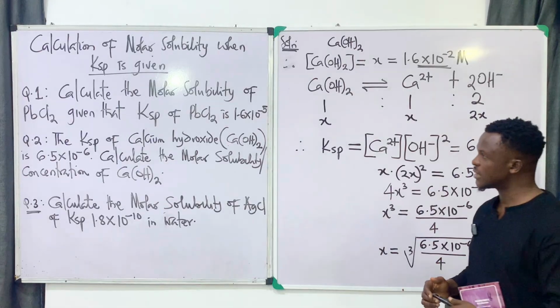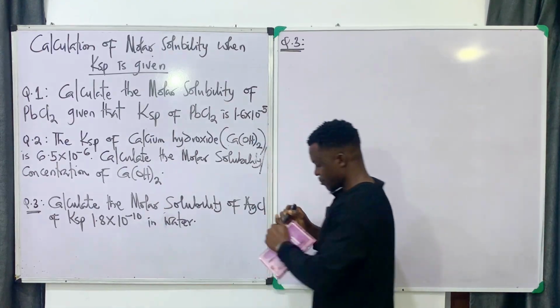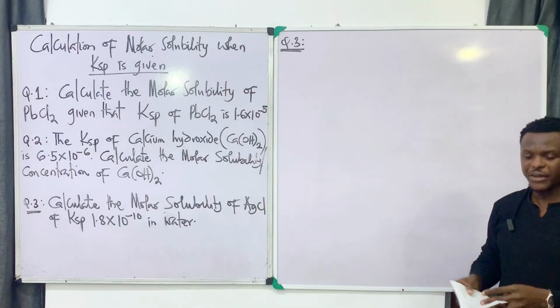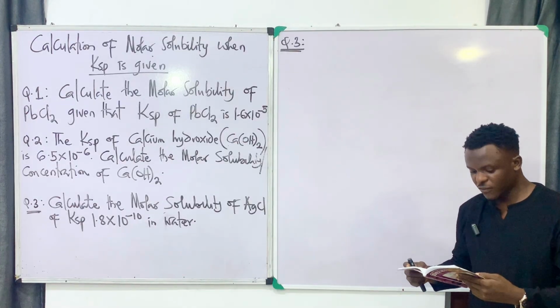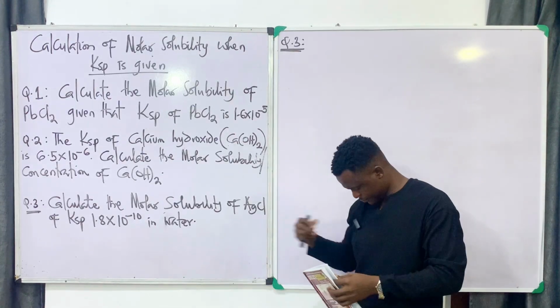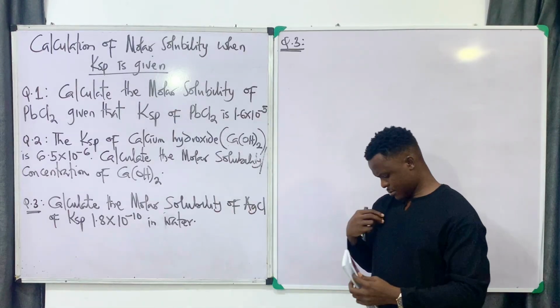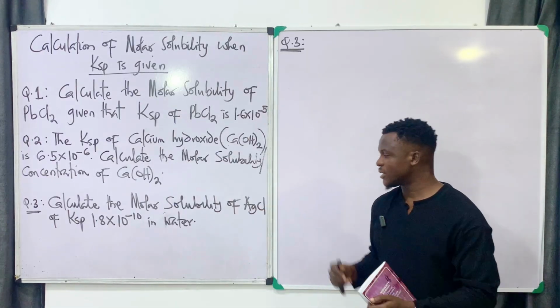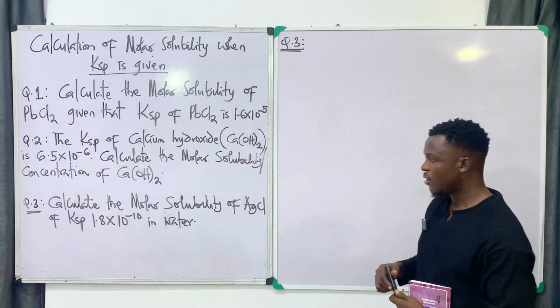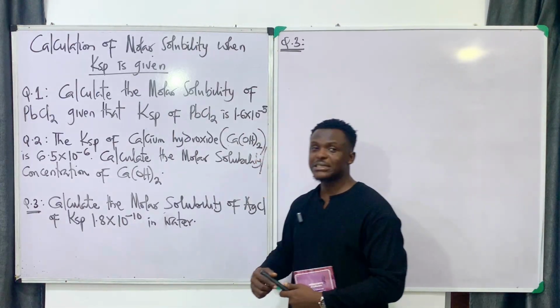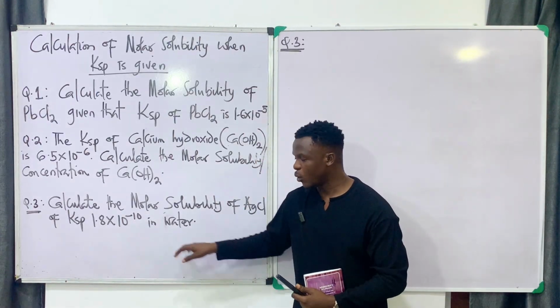Now let's solve question 3. Question 3 says, calculate the molar solubility of AgCl of Ksp 1.8 times 10 to the power of minus 10 in water.